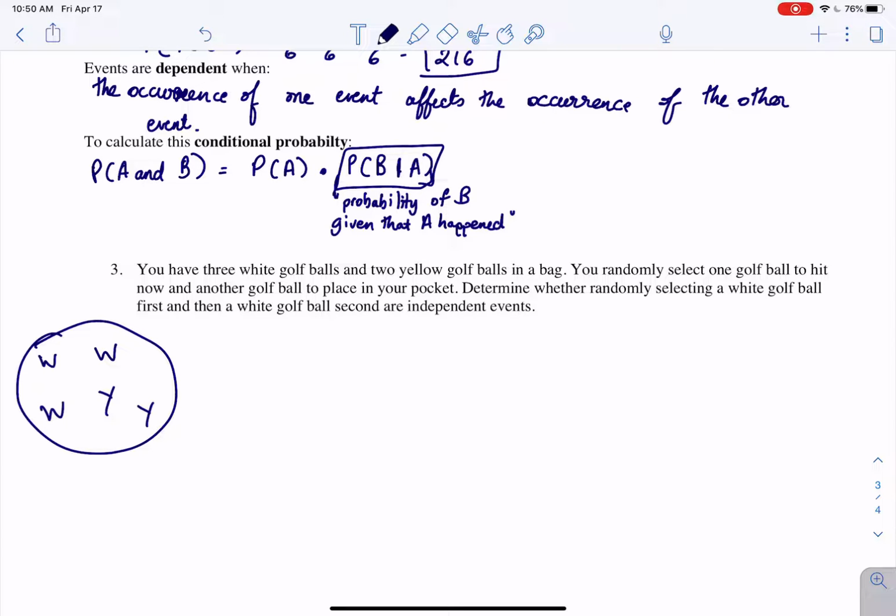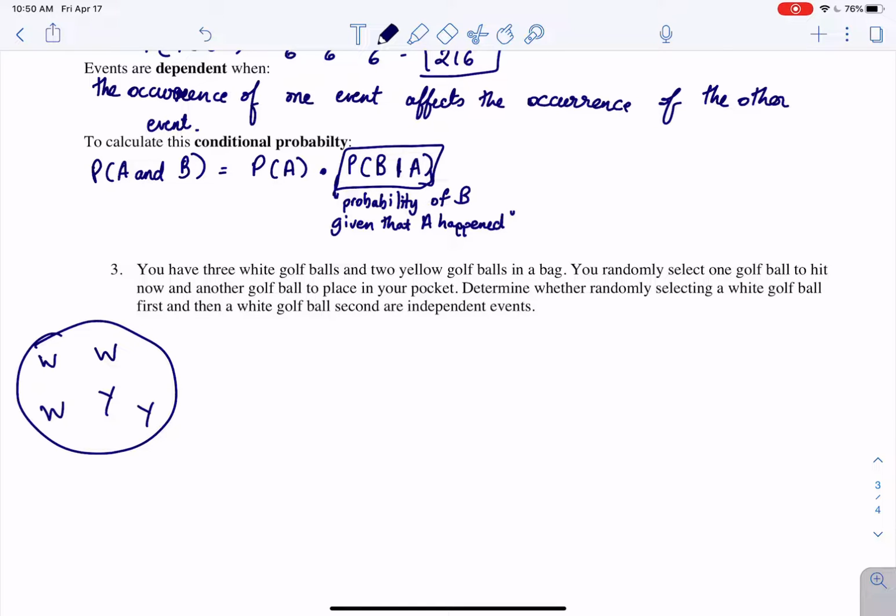With probability, it really helps to have some physical representations of this. If we were in class, I would be showing you this stuff, and it's really hard to do that remotely. So I would highly encourage you to try to do this yourself. Find 5 pieces of paper, and label 3 of them white and 2 of them yellow.